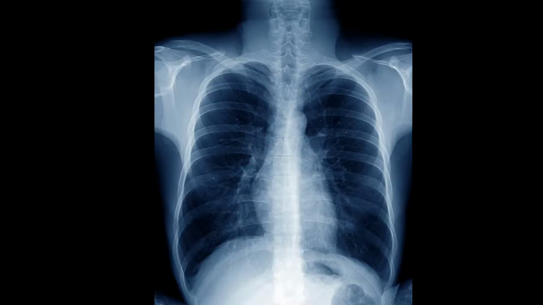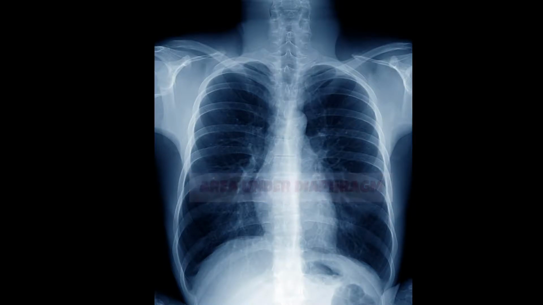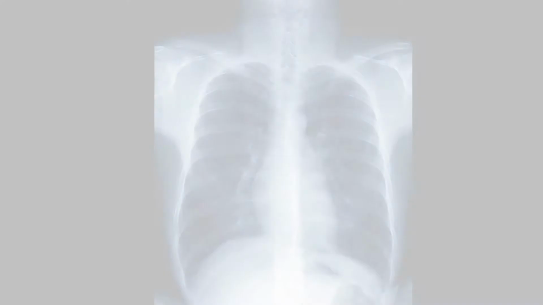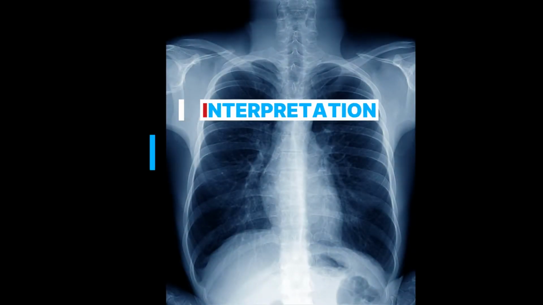We should be able to identify the areas under the diaphragm on either side of the chest, and ensure that no areas of the chest cavity have been cut off from the field of view. If all of these criteria are met, then we would say that there is a good exposure to the chest X-ray film. So now that we have commented on the quality of the film, it's time to move on to interpreting the X-ray itself.